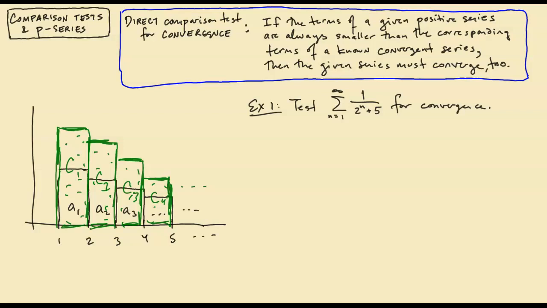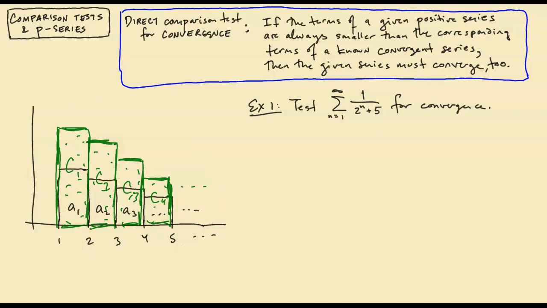All right, so what do we do? We are going to use this direct comparison test. But to use a direct comparison test, we have to compare our given series with something else, one that we know already converges, and it's got to be a series that not only converges, but is related to this one in such a way that we can say that the terms of this one, like these guys right here, are always less than the terms of the one we'll be comparing it to.